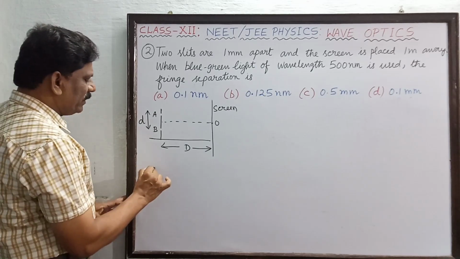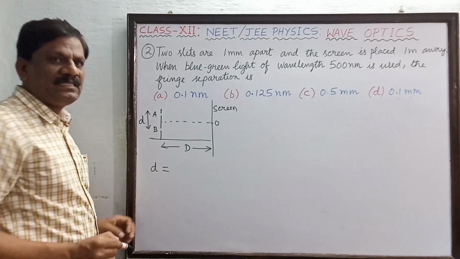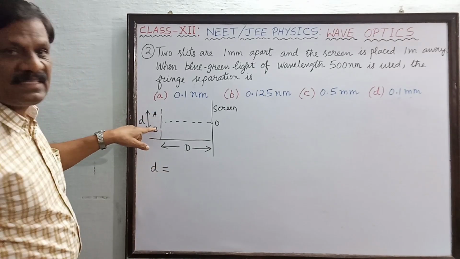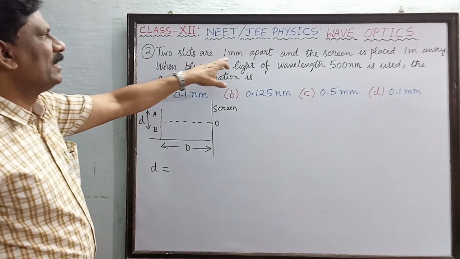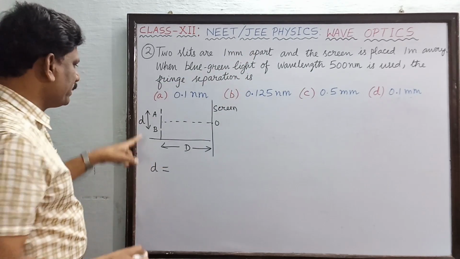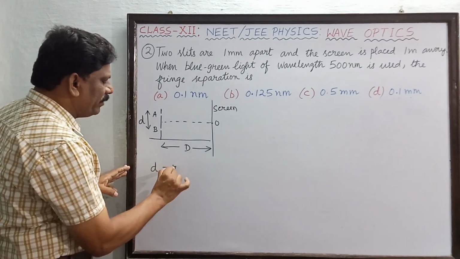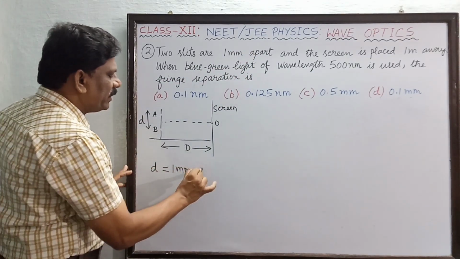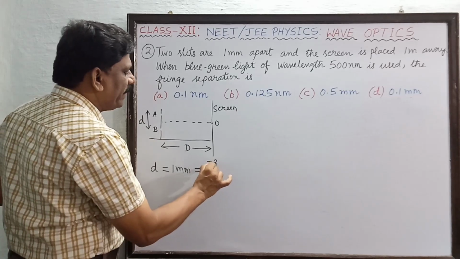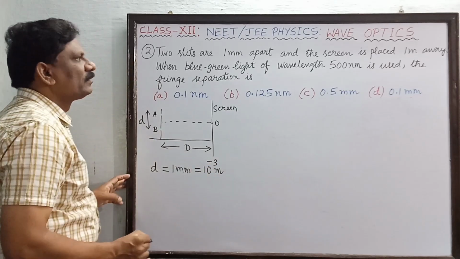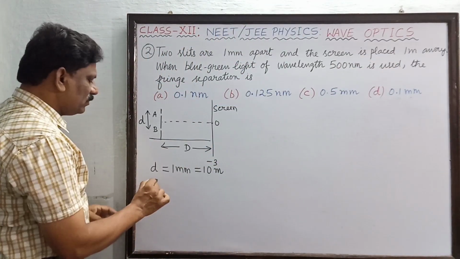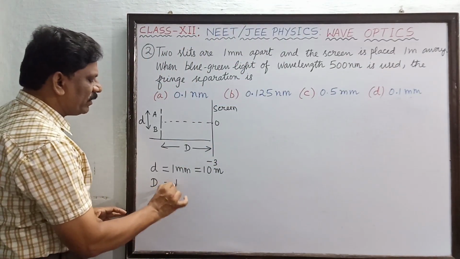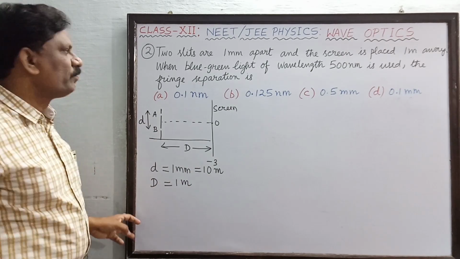So first of all, what is given here? Small d is the distance between the two slits which are acting like coherent sources. Two slits are 1 mm apart. So here small d is equal to 1 millimeter, that is equal to 10 power minus 3 meter. And the screen is placed 1 meter away. So capital D is equal to 1 meter.